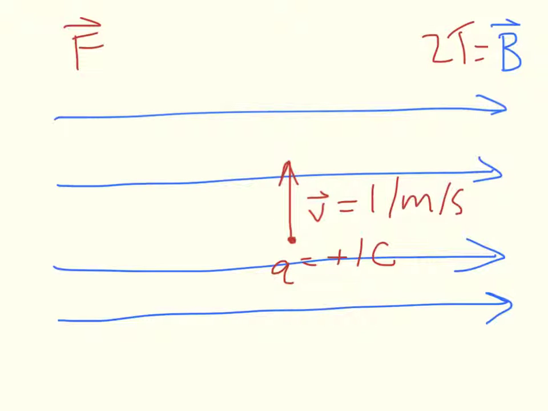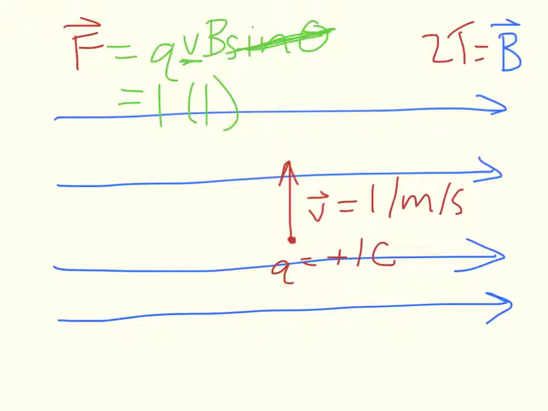Now let's work through this together. We know that the force is equal to QVB sine theta, but in this case, all of V is perpendicular to the magnetic field, so we don't have to worry about the sine theta term. So we just end up with the magnitude of the force equal to the charge, 1 coulomb, times the velocity, 1 meter per second, times the strength of the magnetic field, 2 Tesla, which is just 2 newtons. Remember that newtons is the unit for force. This is an SI unit.